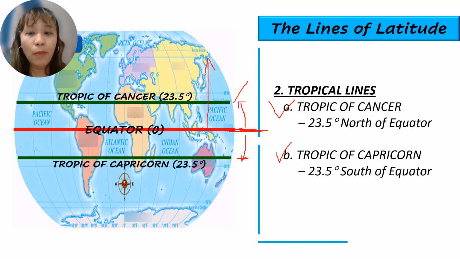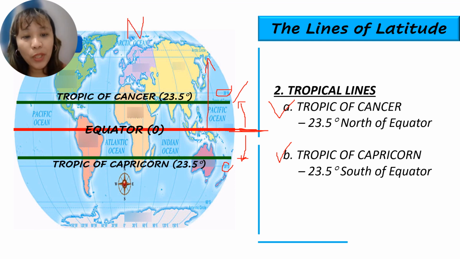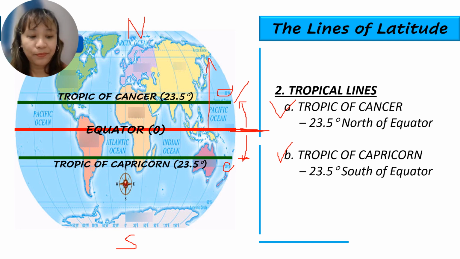So meaning, if you have a map without numbers, like this one, no numbers, but with the name Tropic of Capricorn or Tropic of Cancer, it would be easy for you to determine the coordinates because you should know that the Tropic of Cancer lies 23.5 degrees north of the equator and the Tropic of Capricorn lies at 23.5 degrees south of the equator.